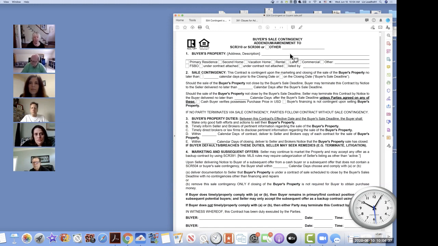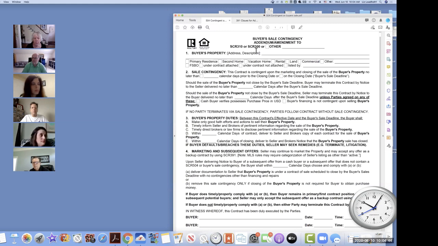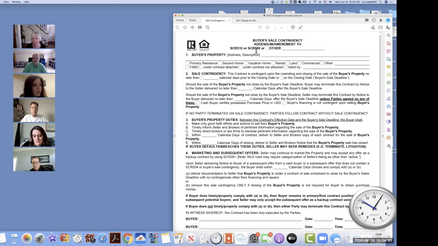Number one says buyer's property. And this we're referring to the property that they need to sell, not the one that they're buying, but the one they need to sell. So you put that address in there, whatever it is. And then the next line is whether it's a primary residence, a second home, vacation home, rental, land, a commercial, other. What kind of home is it that they need to sell? That's what you check there. It's going to be one of those.